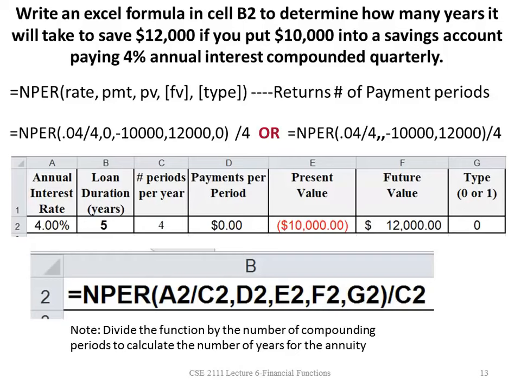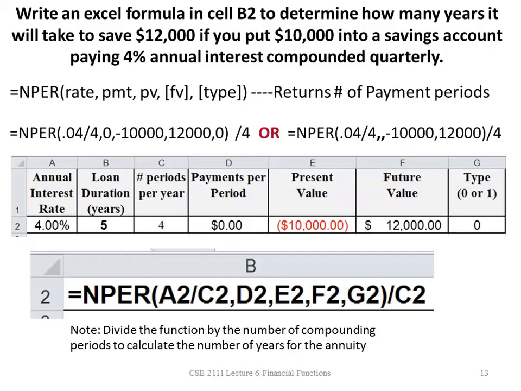The rate argument. The interest rate is 4%. It's compounded quarterly, so for the rate argument, we always take the interest rate and divide it by the compounding periods. The payment, we're not going to put anything else into the savings account, so it'll be 0. The present value is $10,000, so we will put negative $10,000 because even though we're putting it into a savings account, it's not going to be accessible to us, so Excel assumes it's a negative number. And the future value is $12,000. That's what we want to have at the end of this transaction.